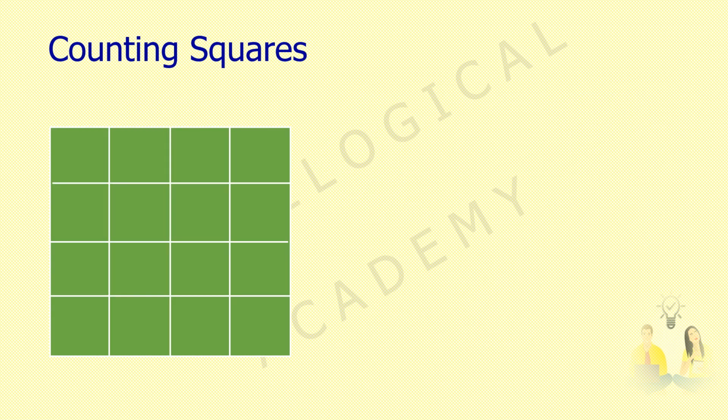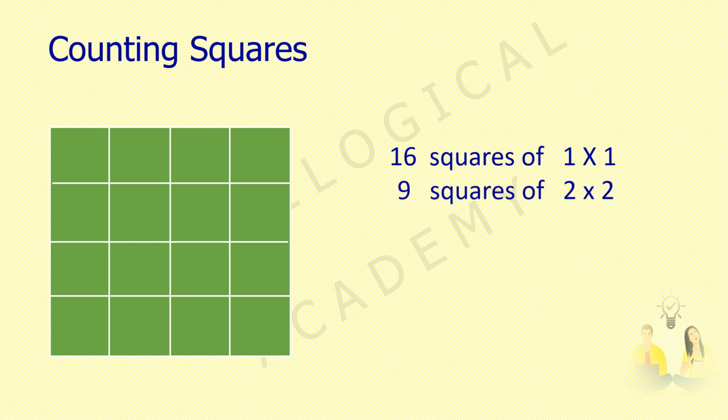Let's apply the pattern we learned to a 4 by 4 grid. We have 16 squares of 1 by 1. So we'll have a perfect square which is just less than 16, 9 squares of 2 by 2, and for the next size, which is 3 by 3, we'll have a perfect square which is just less than 9. So 4 squares of 3 by 3.